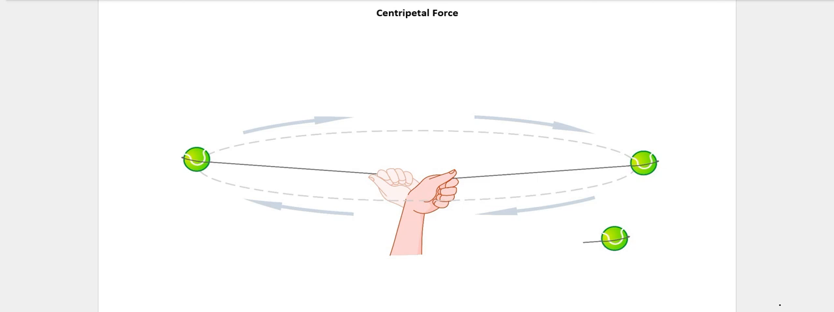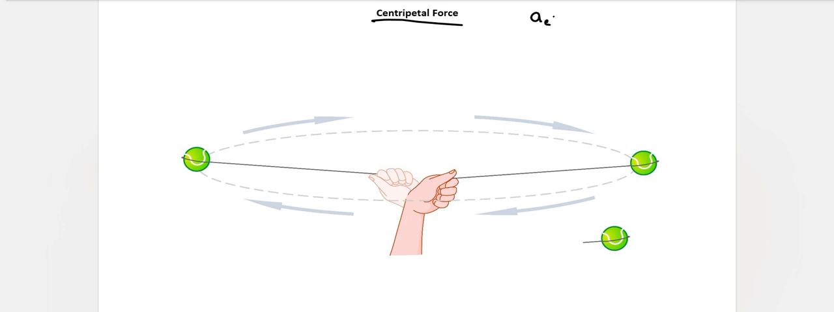I'm making this video to introduce you to the idea of centripetal force. I've already defined this in my previous video, but a centripetal force is any force that causes a centripetal acceleration. So maybe a little overview of centripetal acceleration.